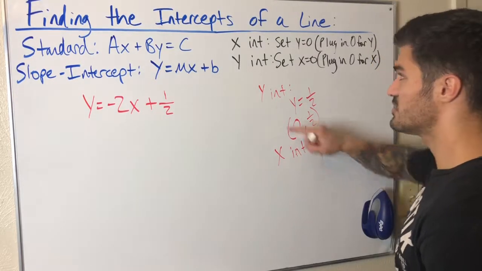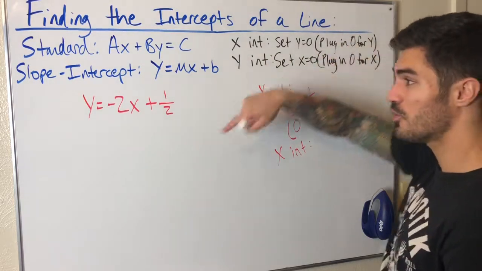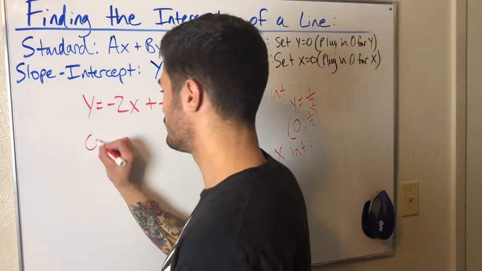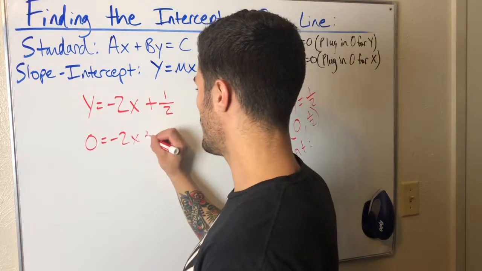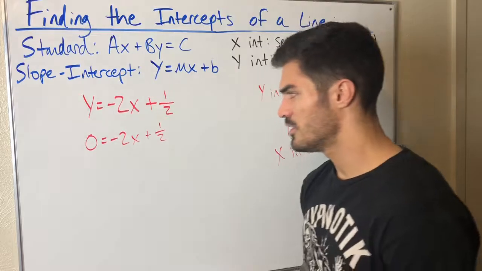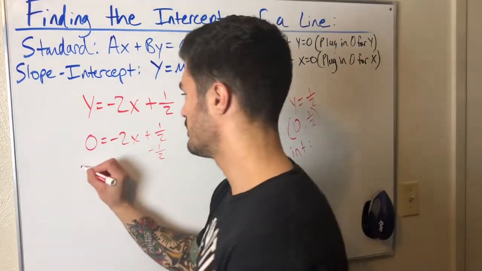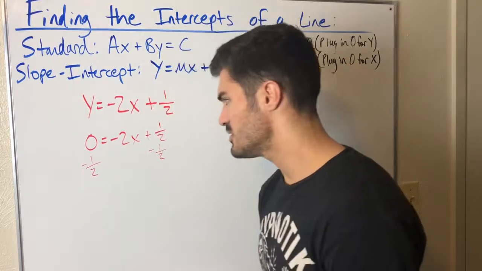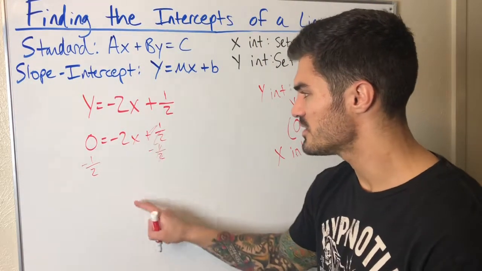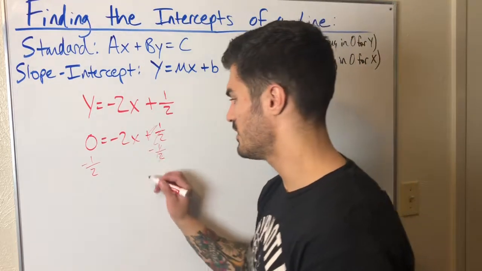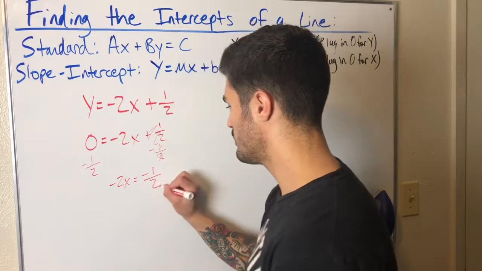And for that, we just need to substitute in 0 for y. So I'm going to plug 0 in for y. 0 equals negative 2x plus 1/2. I'm going to subtract 1/2 from both sides. This leaves me with what? These cancel. I'm left with negative 2x equals negative 1/2.